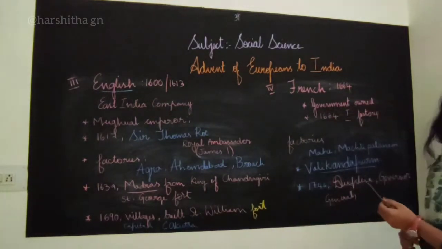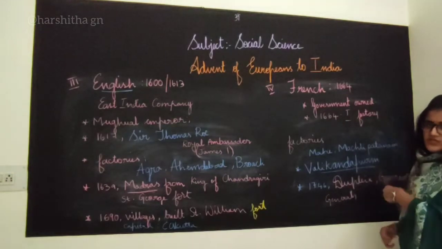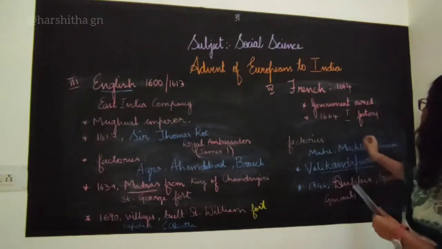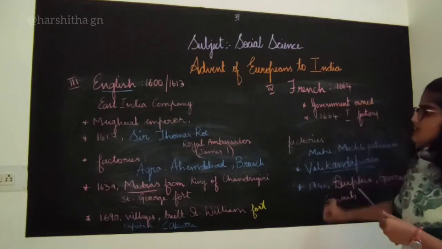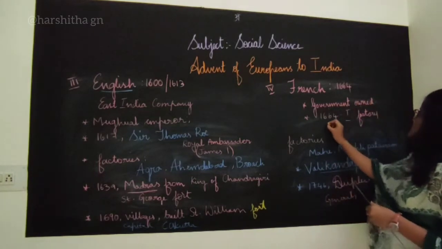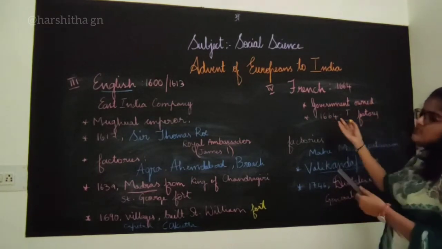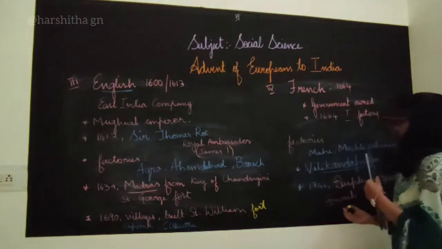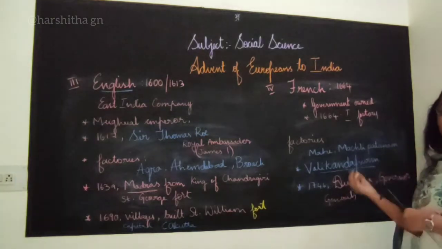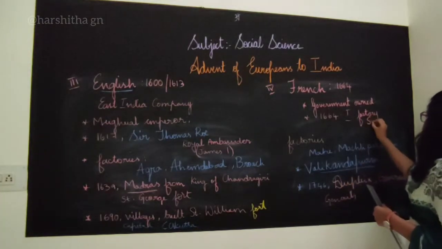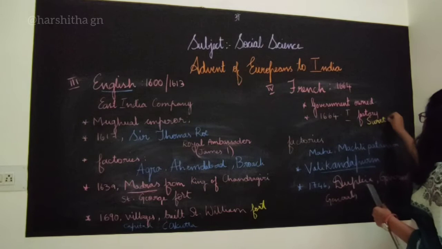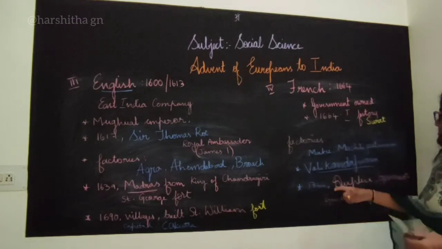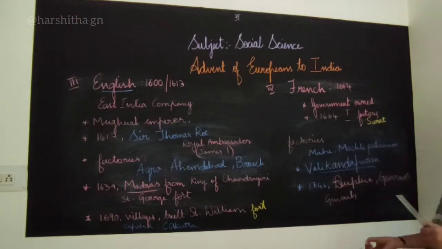Next is about the French. They came to India in 1664, and theirs was a government-owned company. They built their first factory as soon as they came to India. After building the factory, they established many more. The first was at Surat. Next they built Mahe, Machilipattanam and so on.